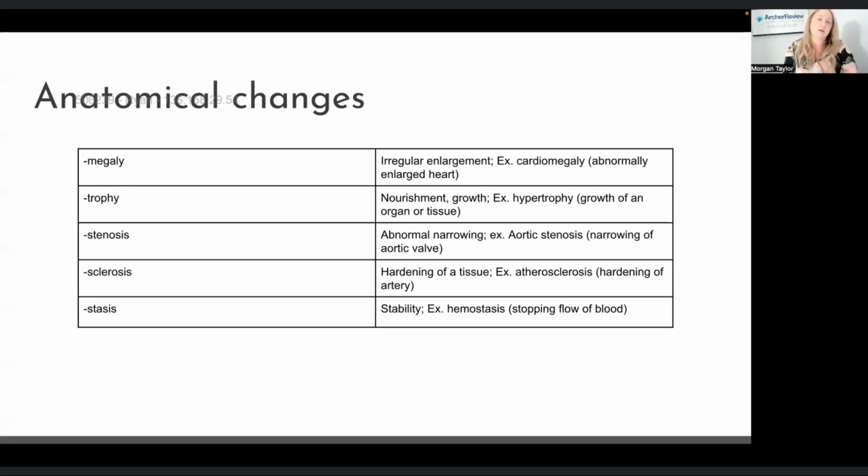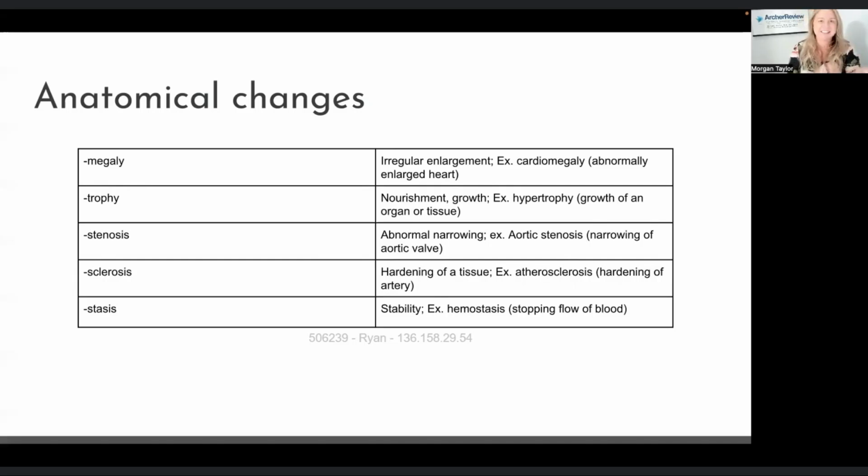Stenosis is when we have a narrowing. So we talk about this a lot with valves, arteries, veins. If it's stenosed, it's abnormally narrowed. Aortic stenosis, mitral stenosis, versus sclerosis is hardening of a tissue. So atherosclerosis, hardening of arterial tissue, the lining of that blood vessel. We see that in that coronary artery disease, peripheral arterial disease, peripheral vascular disease.